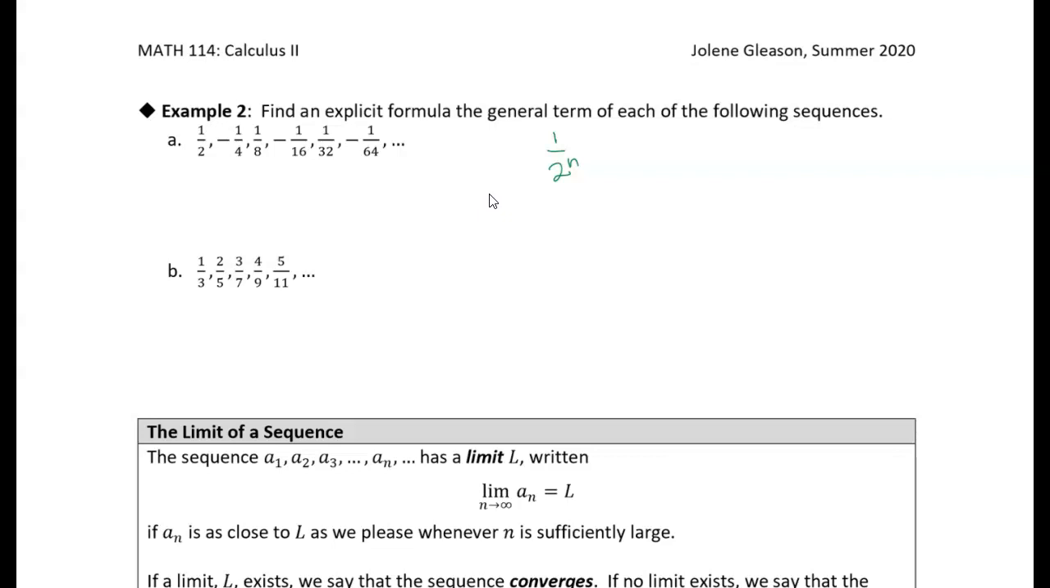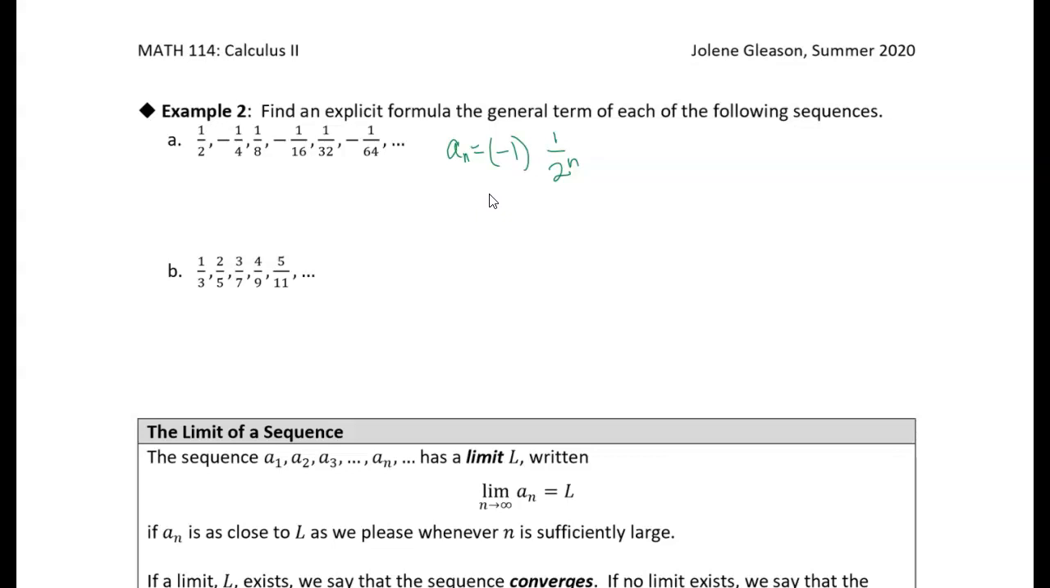But we have these alternating signs. So it's positive, negative, positive, negative, positive, negative. So we've got to figure out how to get that to happen. So I'm just going to write a sub n equals that. One way that we can get that to happen is by taking powers of -1. So if we have an even power of -1, it'll be positive. If we have an odd power of -1, it'll be negative.